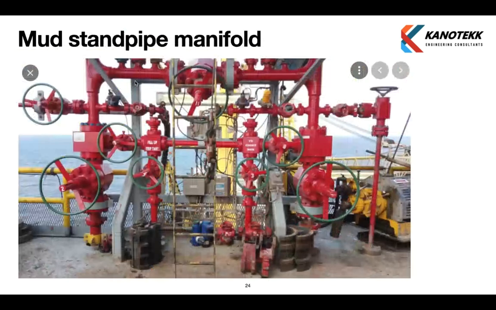Okay, the image we are seeing now is the mud standby manifold. As we described earlier, the mud pumps discharge high pressure drilling mud, which will come to the mud standby manifold. This mud standby manifold will be located on the drill floor. It is designed for 7500 psi. That will be the design pressure for the mud standby manifold.